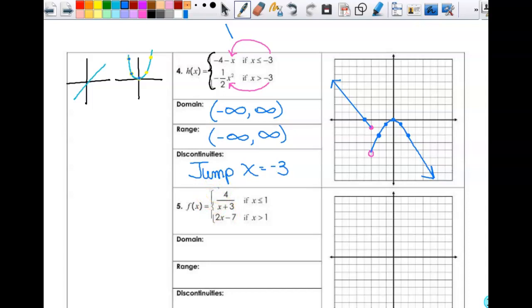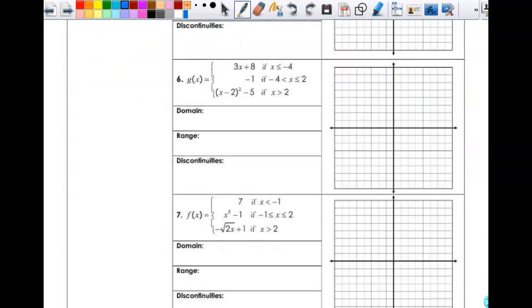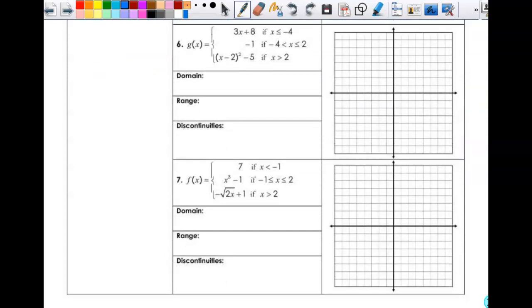All right, so let's look at number 6. All right, so I got 3 things going on here, plus an extra crazy bracket. So I got 3 parent functions I need to think about. I've got a linear. The second one's linear, but it's horizontal. And then a quadratic. So the only one I most likely care about anchor points on are the quadratic.